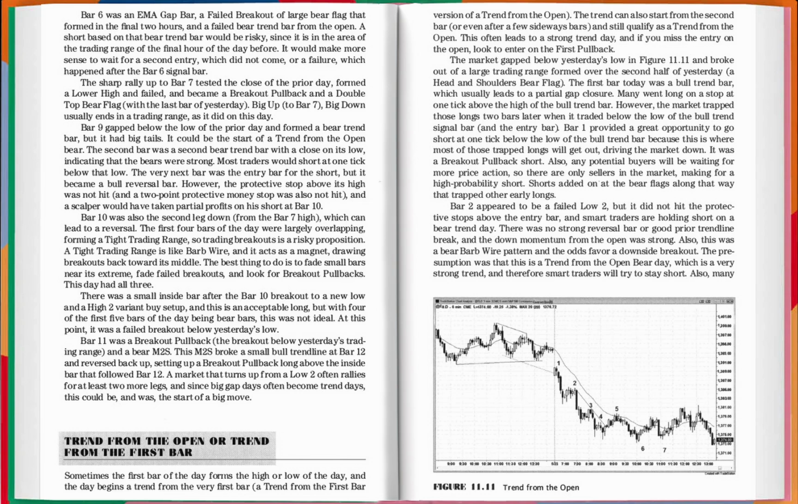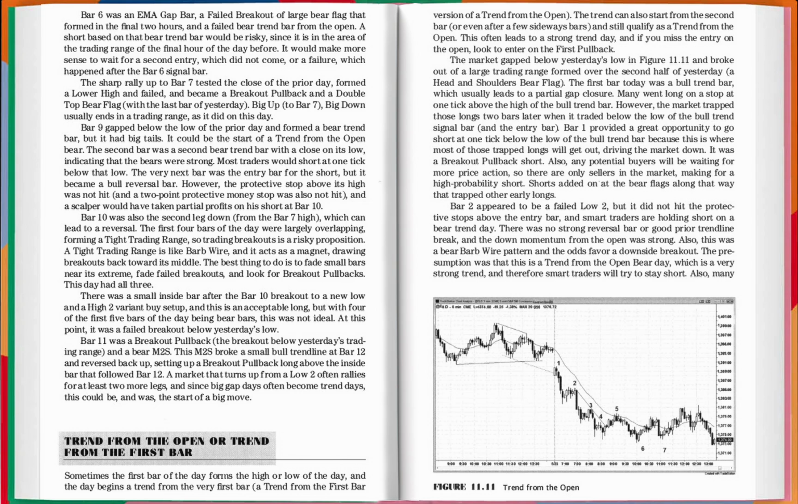Shorts added on at the bear flags along the way that trapped other early longs. Bar 2 appeared to be a failed low 2, but it did not hit the protective stops above the entry bar, and smart traders are holding short on a bear trend day. There was no strong reversal bar or good prior trendline break, and the down momentum from the open was strong. Also, this was a bear barbed wire pattern, and the odds favor a downside breakout.